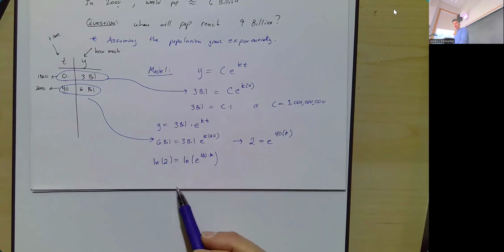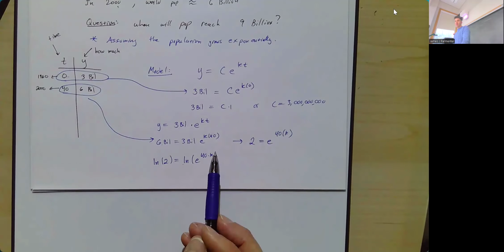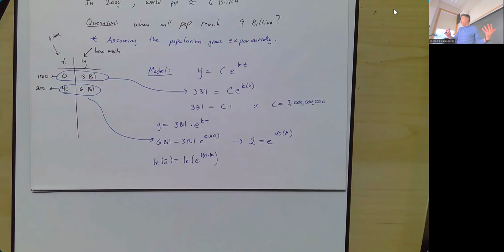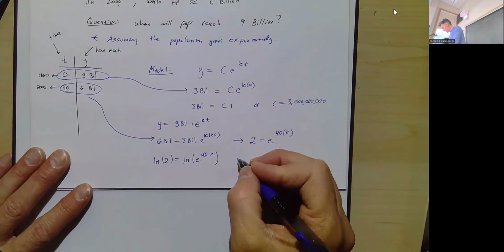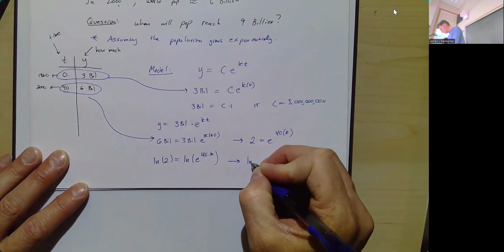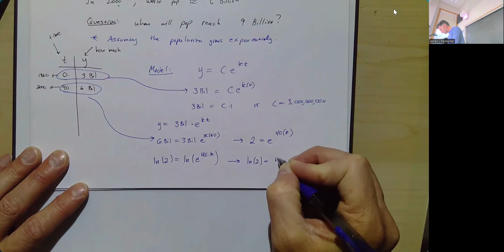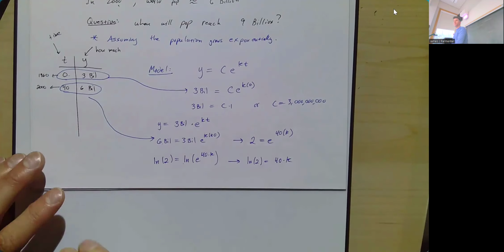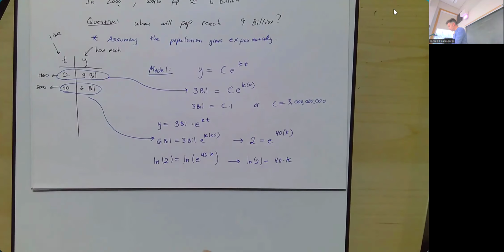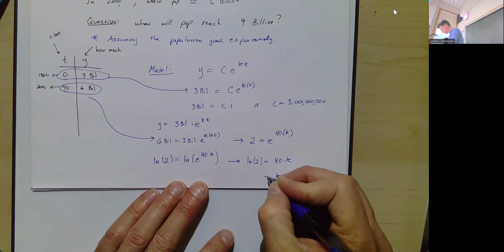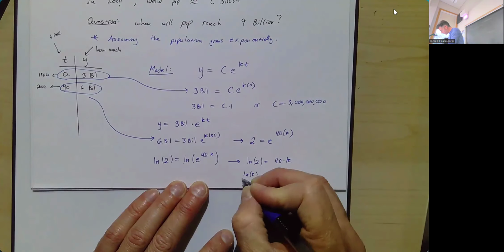Most people skip this step, specifically skip writing natural log of e to the something, because we know that the natural log of e to the whatever is just going to be the whatever. I like to say that the natural log of something and the e to the something undo each other. So what we really have here is that the natural log of 2 is equal to just 40 times k. And then finally, k is equal to the natural log of 2 divided by 40.